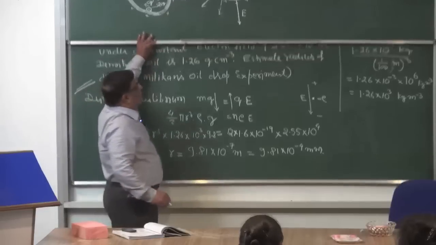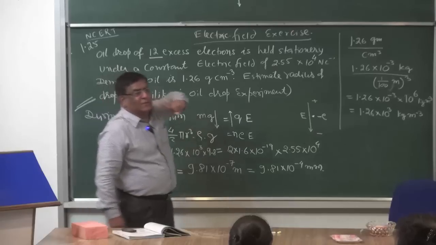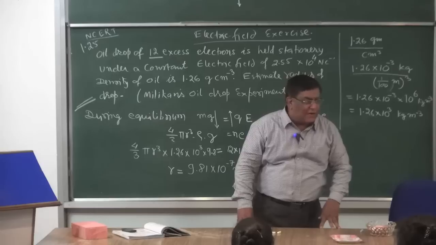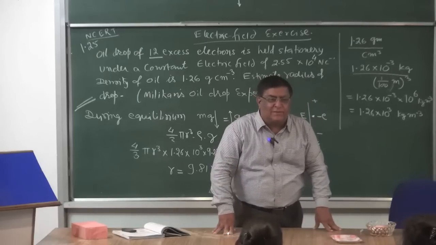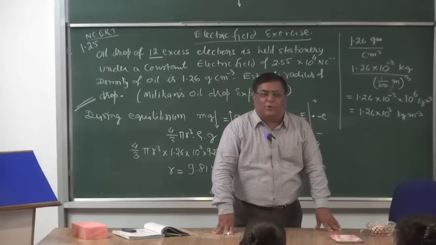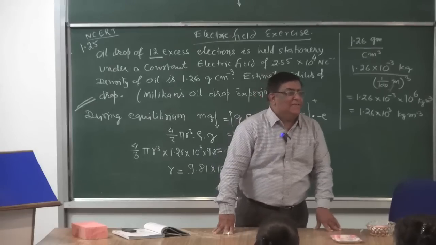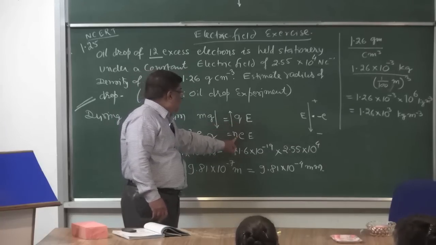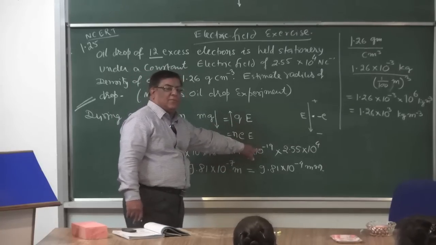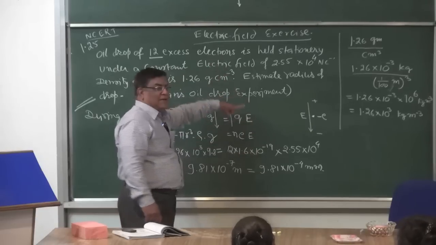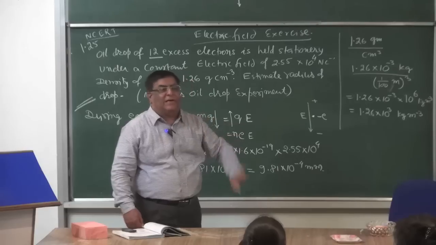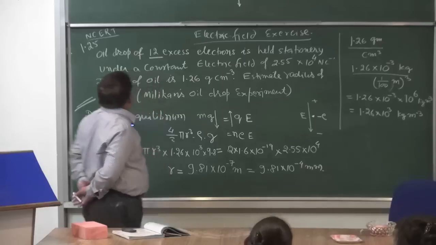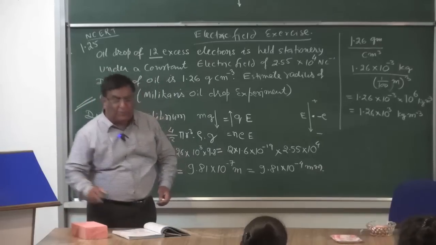So what we have learned basically is that the force of the electric field upward is equal to mg downward. This is how we will start. Where do we incorporate radius? In the mass, that is 4/3 pi r cubed multiplied by density. That is the mass. And we know the value of Q. Q is equal to Ne, 12 particles of e. The electric field is given here, and then we will make everything in the SI system. Then only we can do the multiplications. Okay, so we have done this, and now we'll go to the next one.